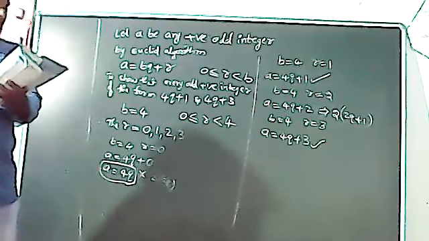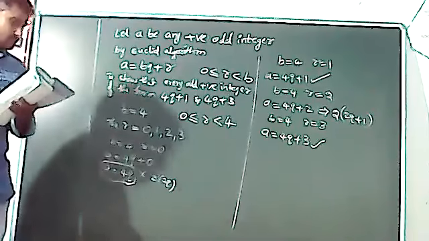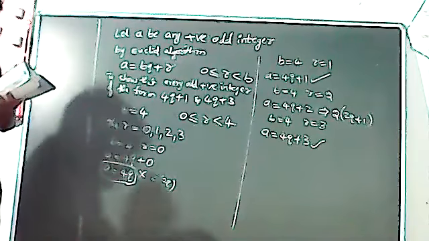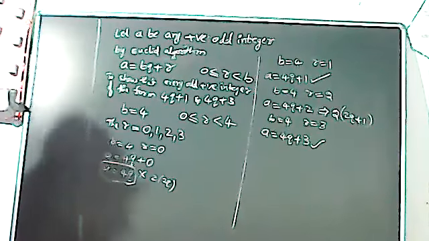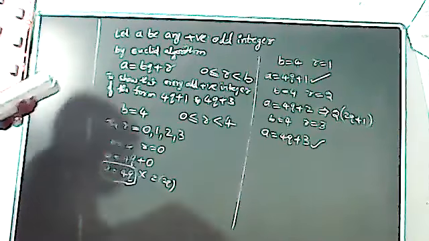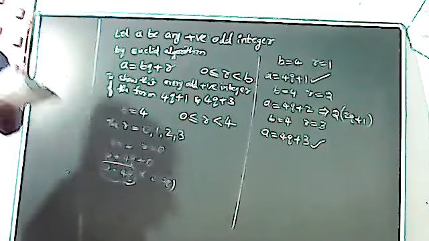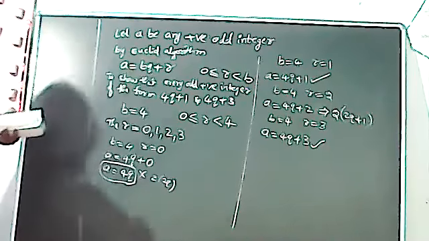Correct, sir. Read the question. Use division algorithm to show that any positive odd integer is of the form 6q plus 1 or 6q plus 3 or 6q plus 5, where q is some integer. So that problem is like this one or not? Example problems only we can observe. Okay, now we go for the exercise problem. Use division algorithm. What is the division algorithm? Nothing but a is equal to bq plus r. This is only division algorithm. That only we are using.